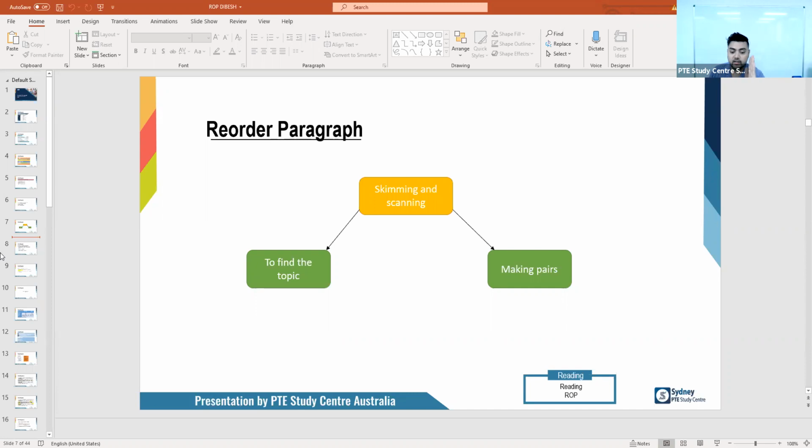After we are able to find the topic sentence, now our second job is to find the pairs, making pairs, because what did I tell you before? The marking criteria is 1 mark for correct pairs. Okay.